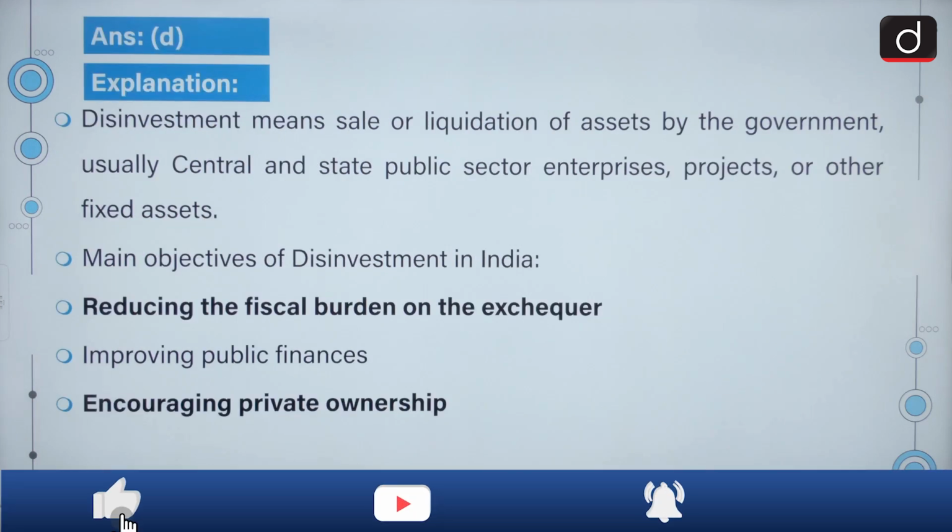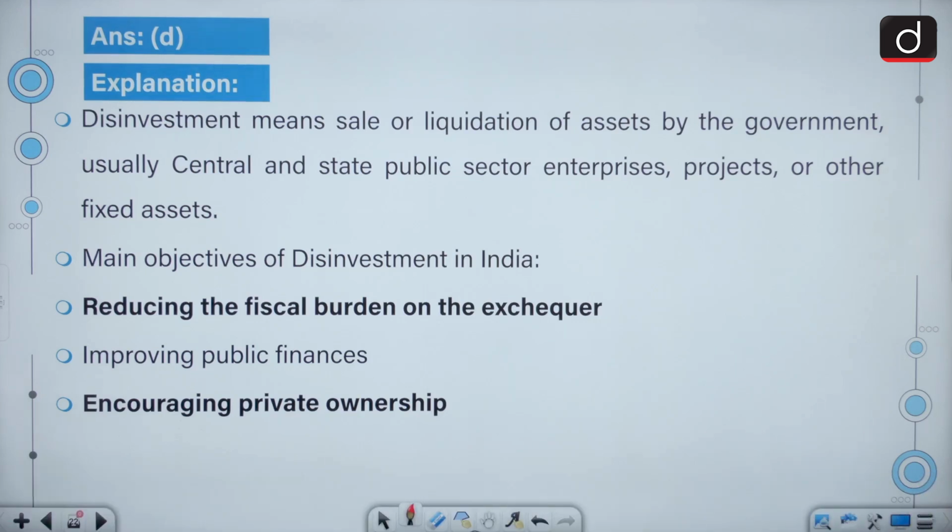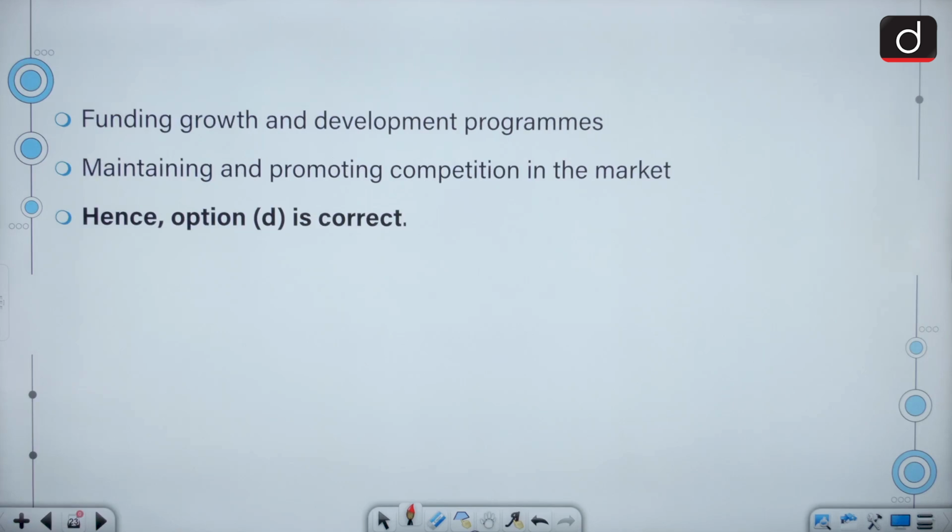Disinvestment means sale or liquidation of assets by the government, usually central and state public sector enterprises, projects or other fixed assets. Main objectives of disinvestment in India are reducing the fiscal burden on the exchequer, improving public finance and encouraging private ownership. Moving on, funding growth and development are also its objective, and maintaining and promoting competition in the market is also there.